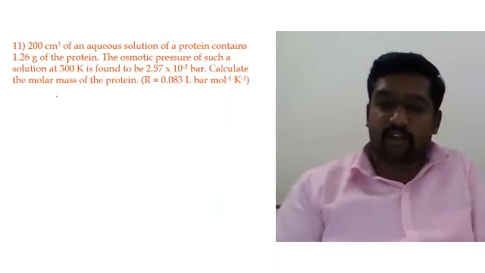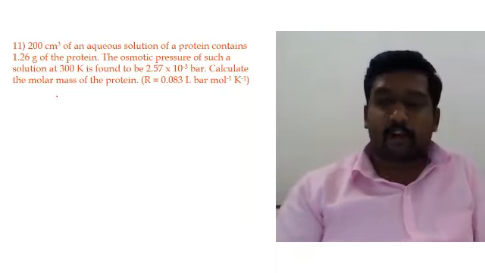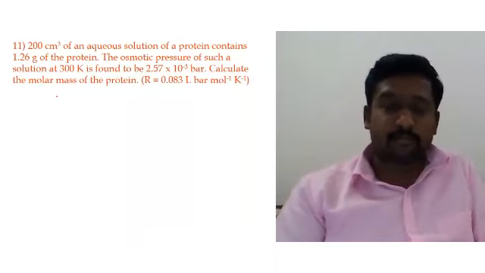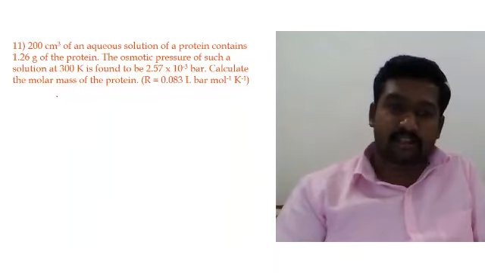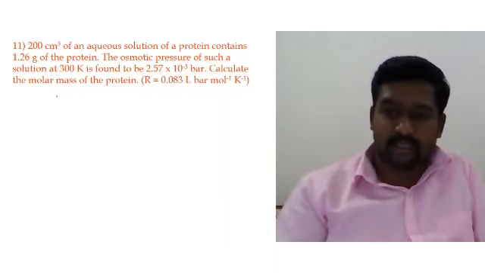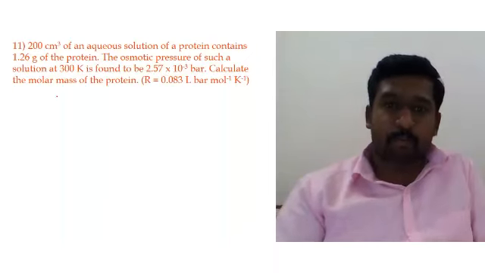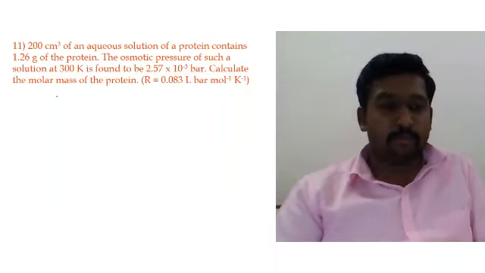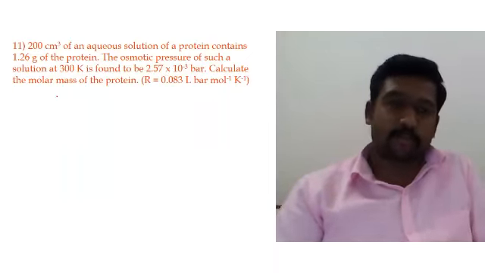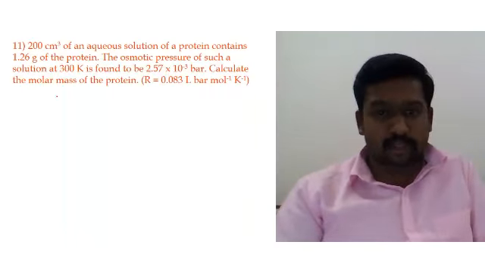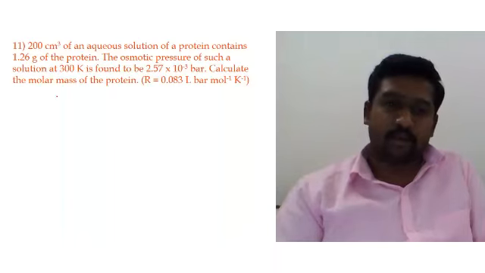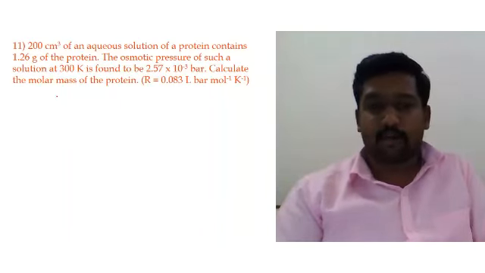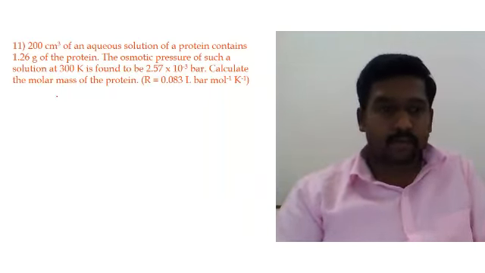Now I have another question on the concept of osmotic pressure. Let's see this. 200 cm cube of an aqueous solution. Aqueous solution means dissolved in water. Of a protein contains 1.26 gram of the protein. The osmotic pressure of such a solution at 300 Kelvin is found to be 2.57 into 10 power minus 3 bar. Calculate the molar mass of the protein.